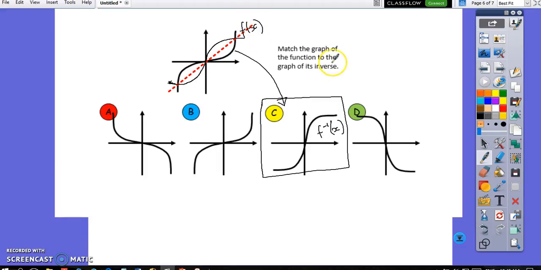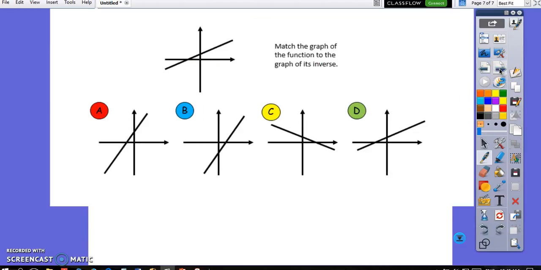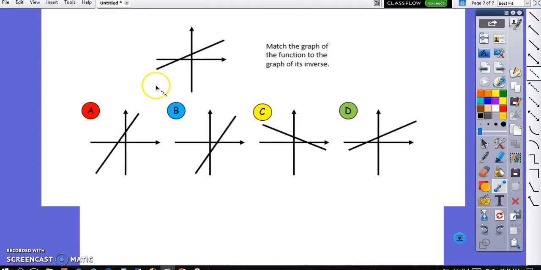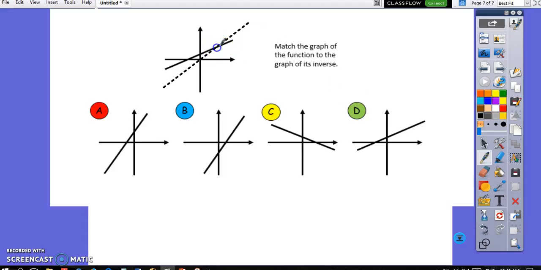Next one, try it yourself before I give you the solution. So, here we have this function, here's the mirror line. Oh, unfortunately we've lost our red, so it would cross here, and it would kind of go up like that, and it would get further and further away. So, it looks as though B is going to be our solution. Hopefully you paused the video and found that out for yourselves.